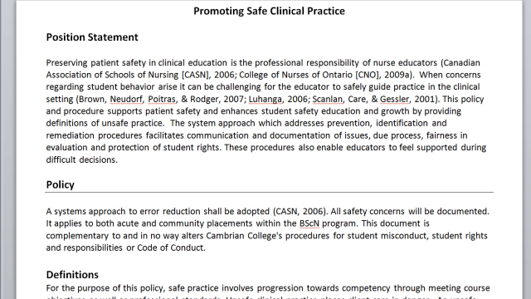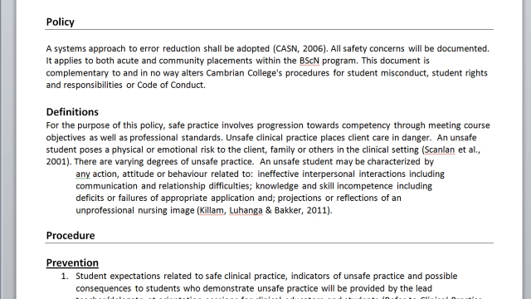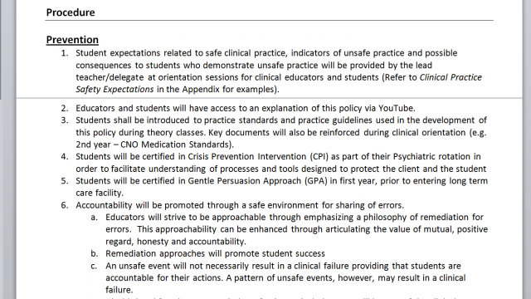The position statement gives some background information about the importance of clear policies and procedures within the safety context. The policy clearly outlines the need for a systems approach to safety in the clinical setting. It also defines unsafe student practice for the purpose of clarity. The procedure is divided into prevention, identification, and remediation.